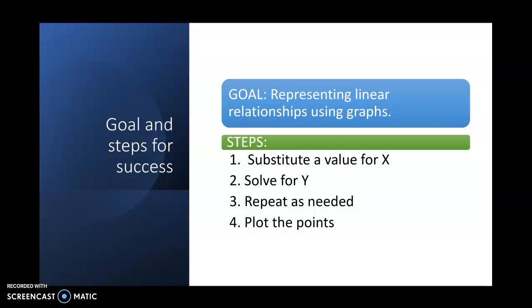All right, welcome to 4.1 day 2. We're basically doing the same thing as yesterday, except today we're going to fill out the table and then graph our points. So basically the same steps. We're going to substitute a value for x, then solve for y. Keep doing that until we fill out the table, and then we're going to graph our points. That's the only new thing today.